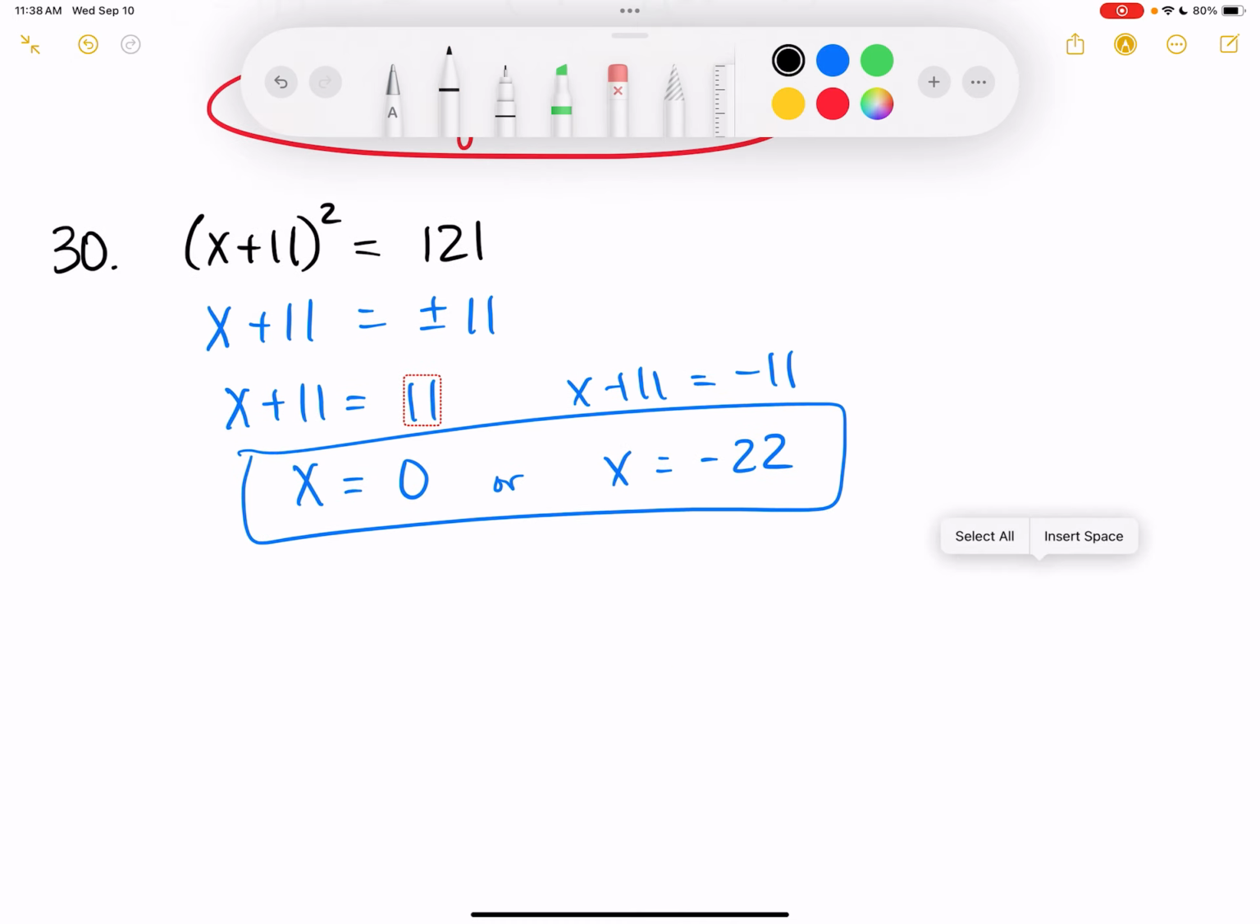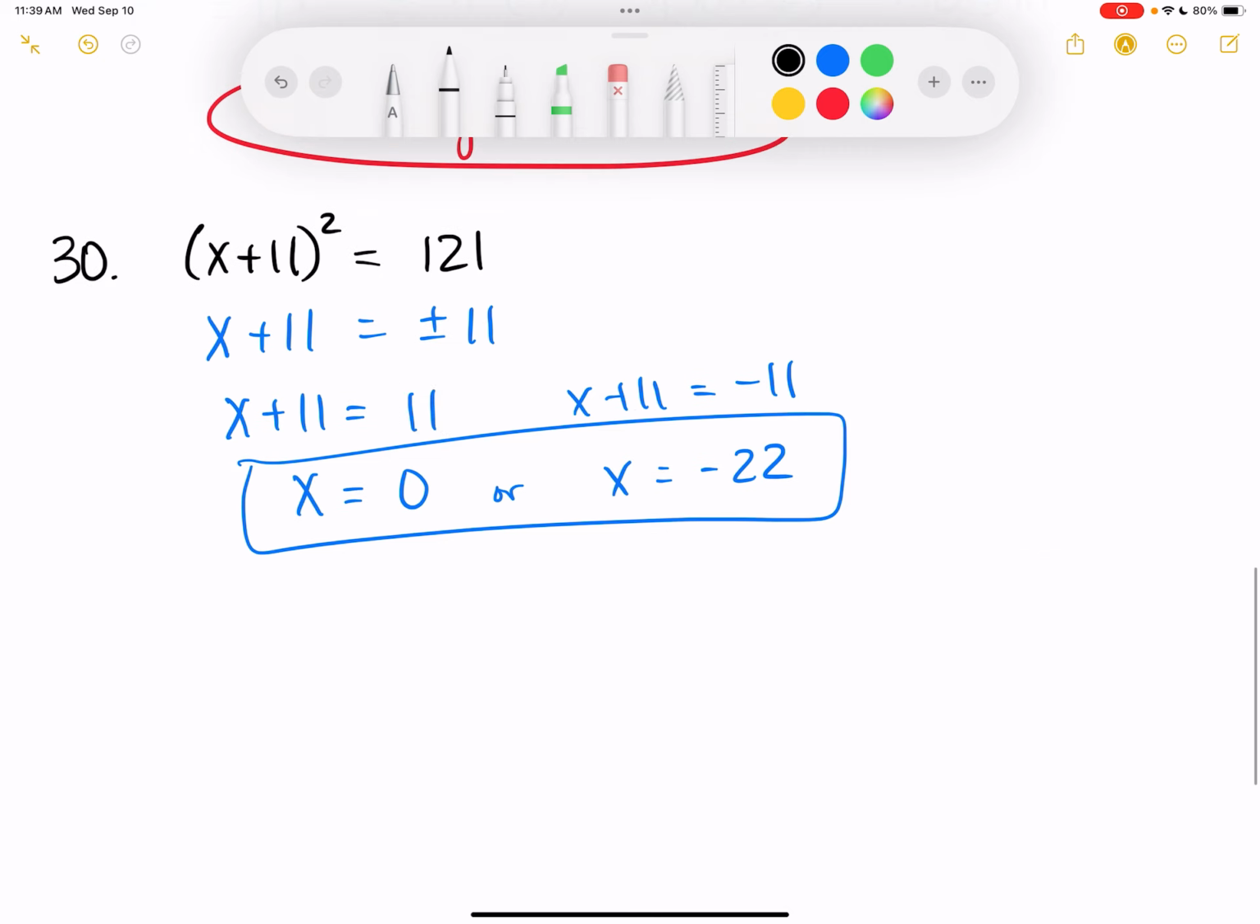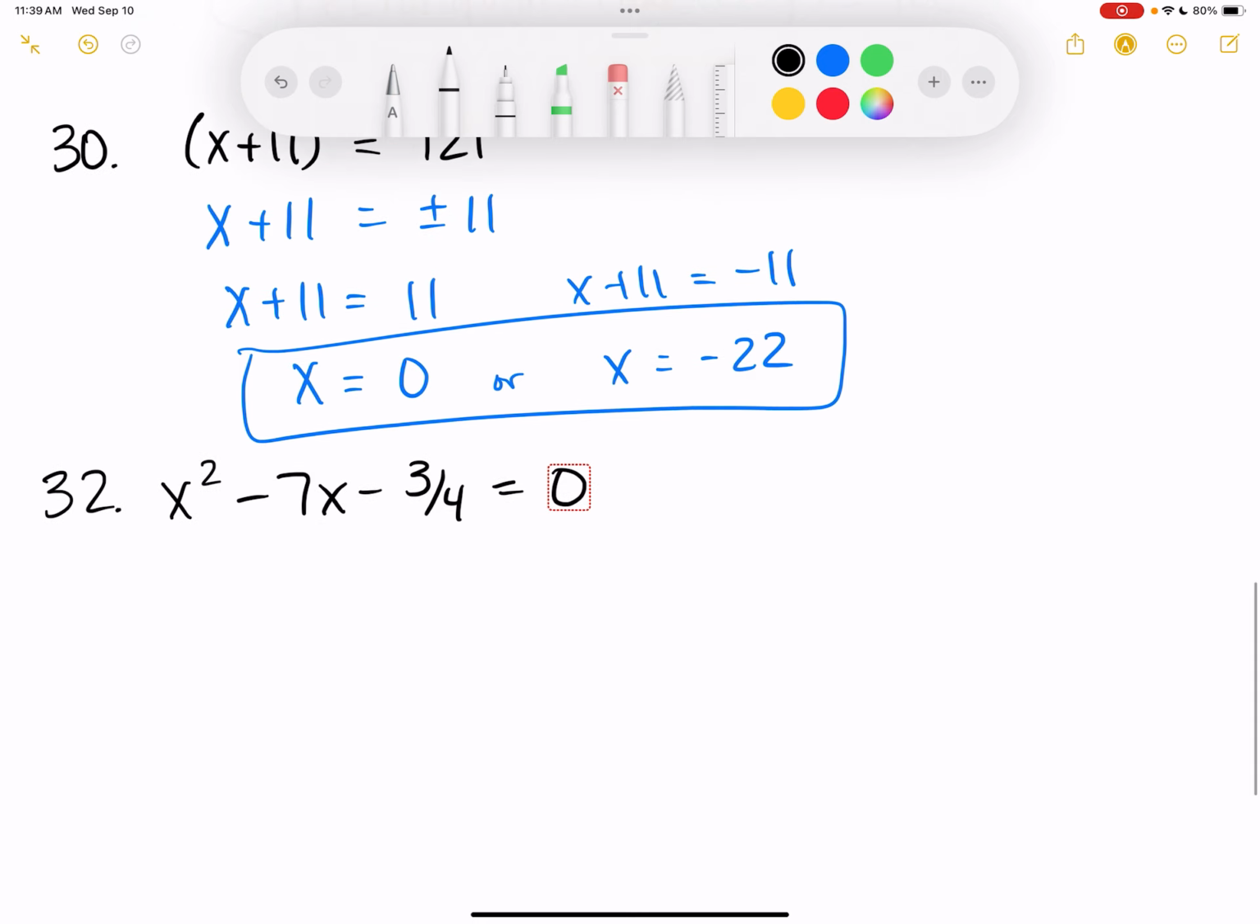32. Yep. x squared minus 7x minus 3/4 equals 0. Good catch. I feel like we did that last section too. I literally just said this is review, because some people still can't do it, so we're going over it again. Some people here need a review.